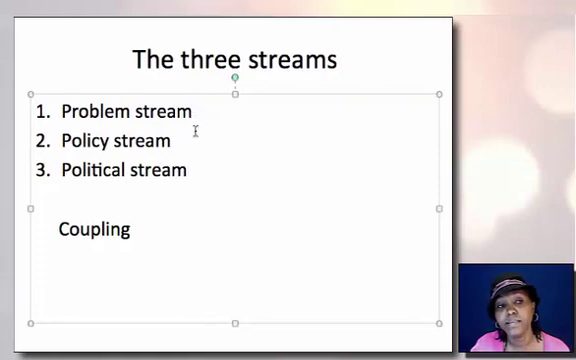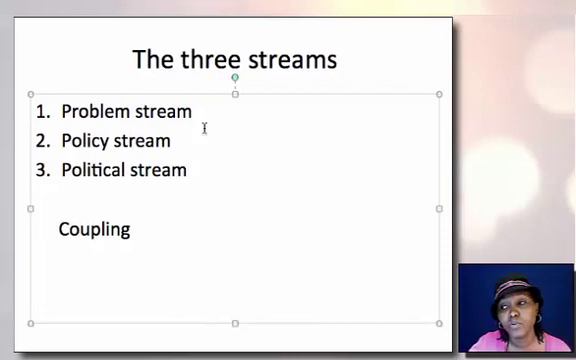Now, secondly, in the policy stream, you find that participants, both inside and outside government, but importantly those in the government, have ideas floating, have solutions floating. This is a kind of soup that he calls the primeval soup, where policy ideas and solutions are just floating, waiting to be attached to a particular problem.